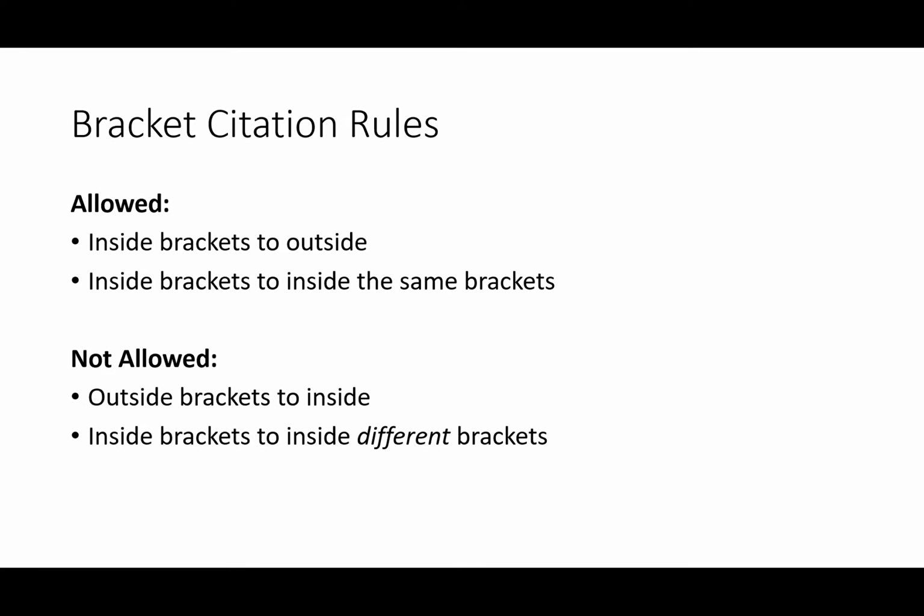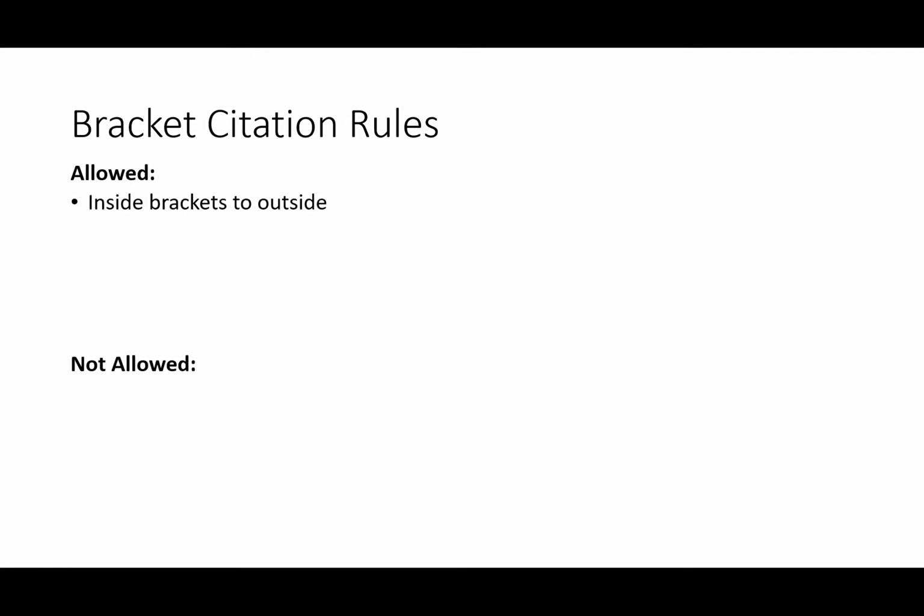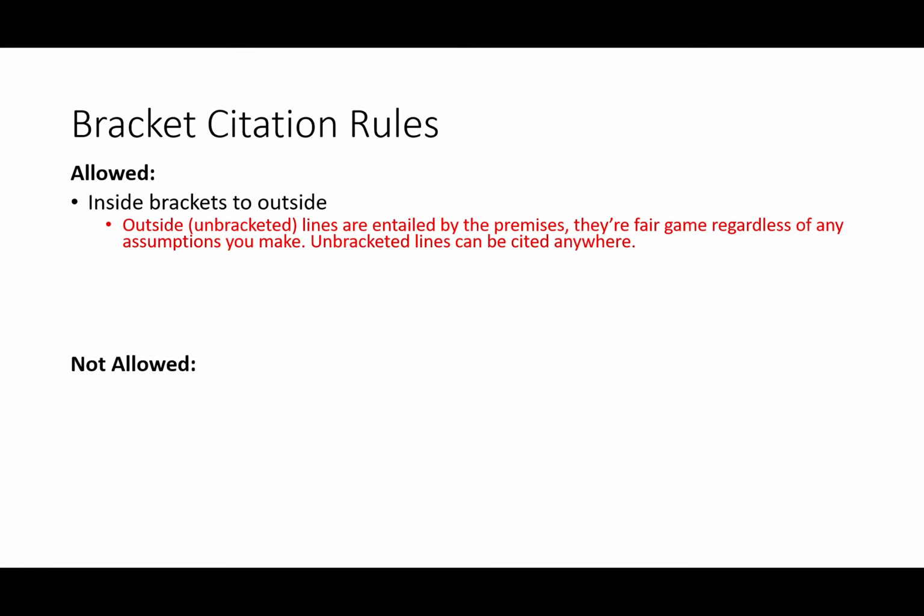There are some rules for citing with brackets in your proof. You're allowed to cite from inside to outside, and to cite from inside to inside the same bracket. You're not allowed to cite from outside brackets to inside, or from inside brackets to inside different brackets. Inside to outside is allowed because outside, unbracketed lines are entailed by the premises. They're fair game regardless of any assumptions you make. They can be cited anywhere in the proof.